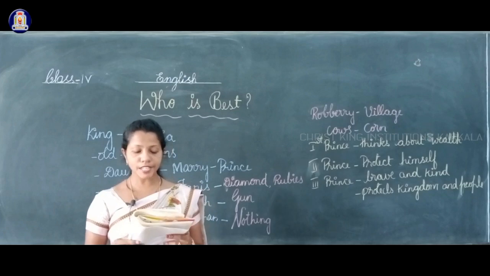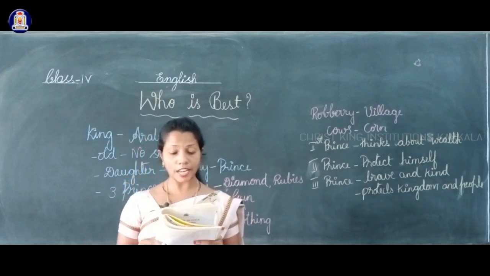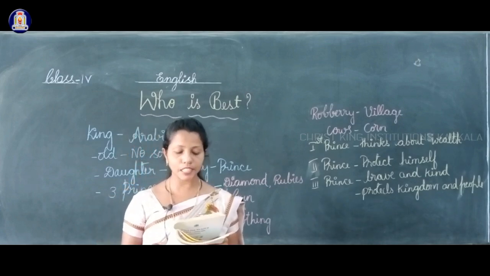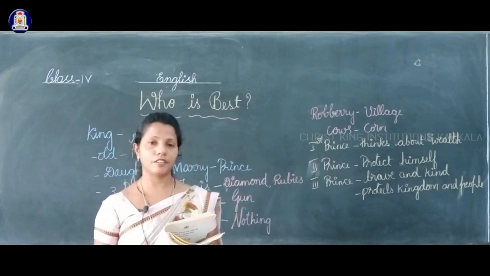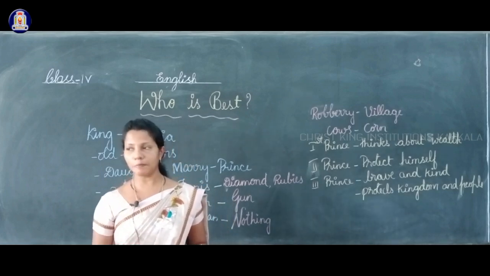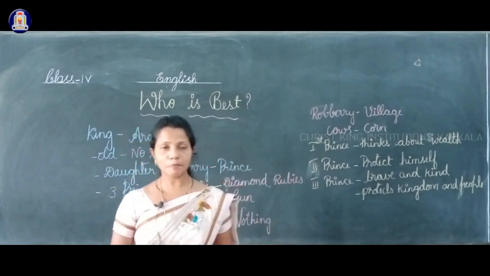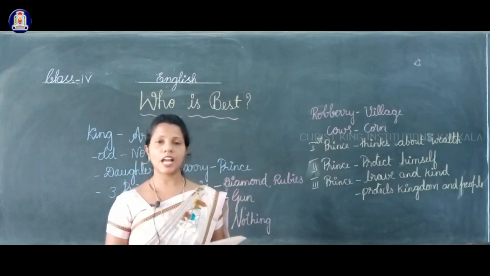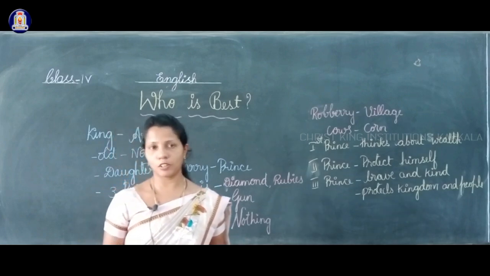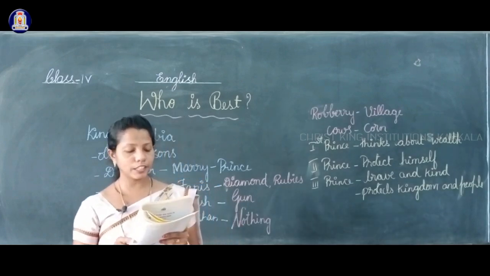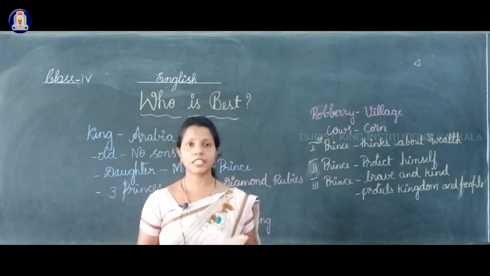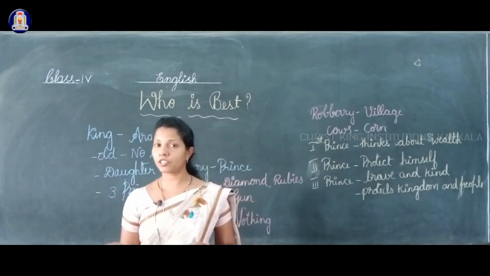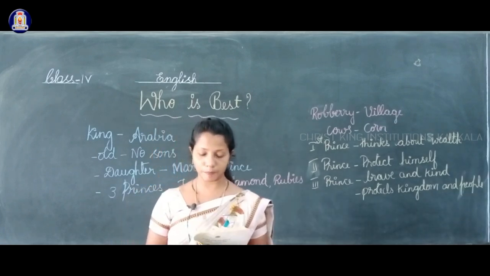He told them, I shall give you all a month's time. Whoever brings the best gift for my daughter shall marry her. So he says, I am going to give you a month. In one month you have to get the best gift that is suitable for my daughter, and I am ready to give my daughter to them. But the gift should be good for my kingdom too. It is not only for my daughter, but for my kingdom the gift should be suitable.